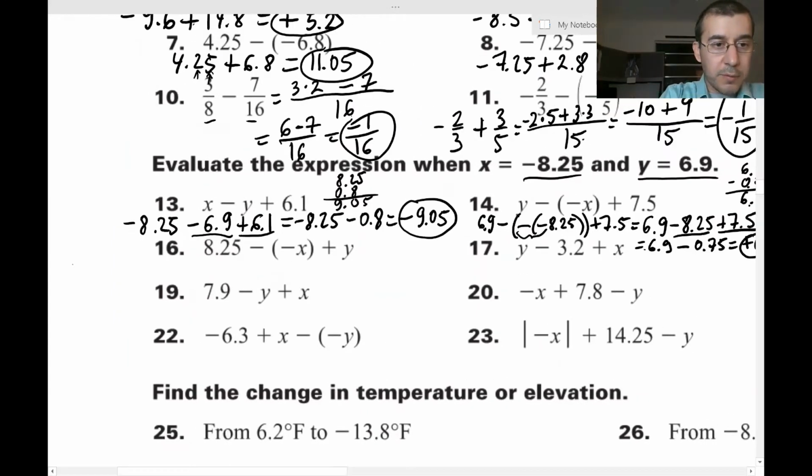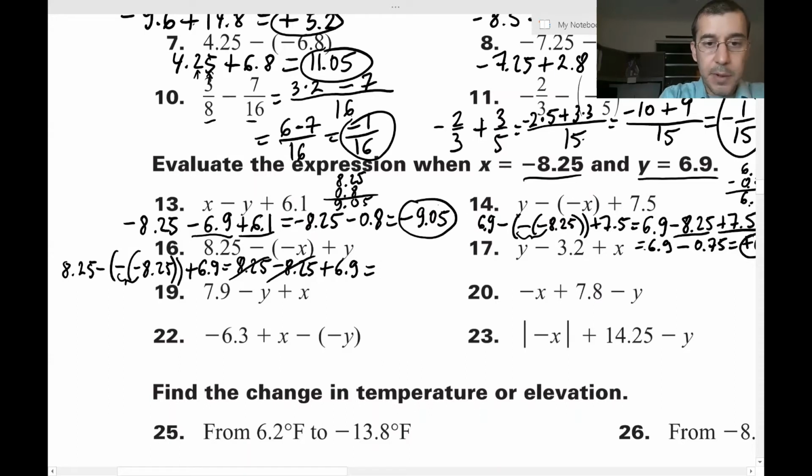We have 8.25 minus, and then minus, and then x is minus 8.25, and then plus y, 6.9. This is the same as 8.25. Minus and minus is plus, and then this minus, so minus 8.25, and we can see these two will cancel out, and then plus 6.9. These two cancel out, and this is just 6.9. 6.9 is the answer for 16.